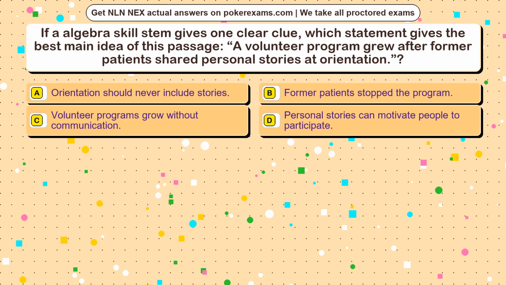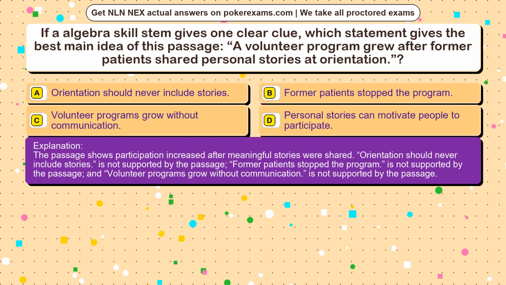The correct answer is option D. The passage shows participation increased after meaningful stories were shared. Orientation should never include stories, is not supported by the passage. Former patients stopped the program, is not supported by the passage, and volunteer programs grow without communication, is not supported by the passage.